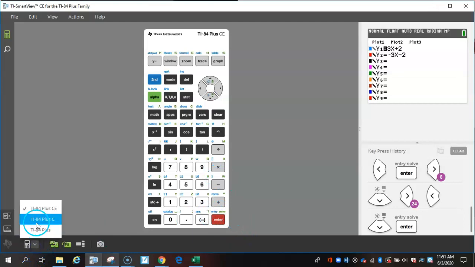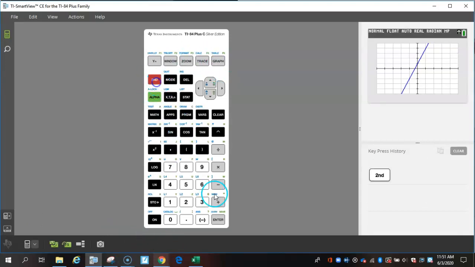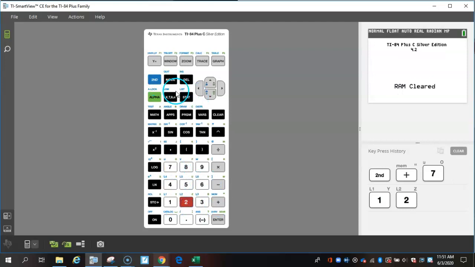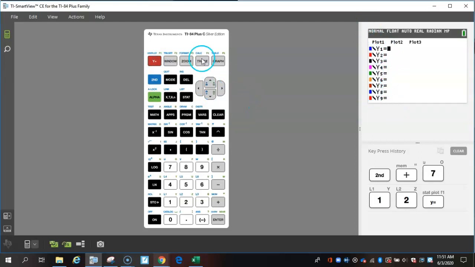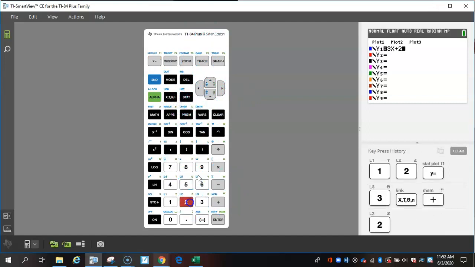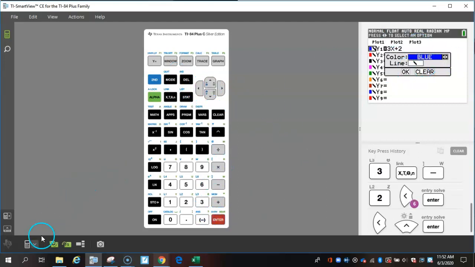So now I'm going to go into TI-84 plus C. I already have a line in here, so I'm going to reset my calculator and then go back to Y equals. Yes, the C still has the colors, and this is actually the TI-84 plus C silver edition, which is very similar to the TI-84 plus C, I believe. Still the same thing, I can put equations in here, I can put multiple equations in here. If I don't want both equations, I can unhighlight one of the equal signs, and I can go over to the left and change the color and change the line.